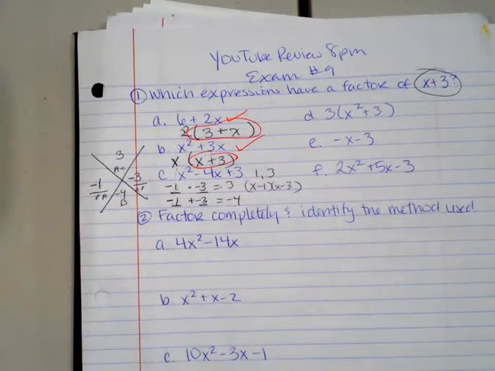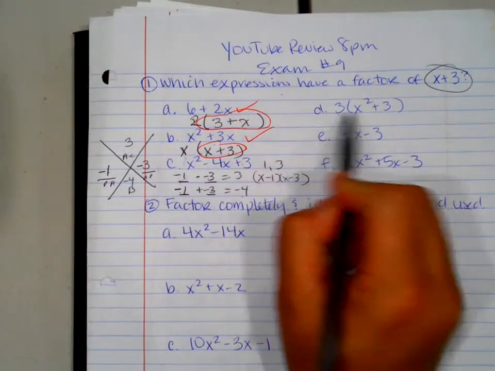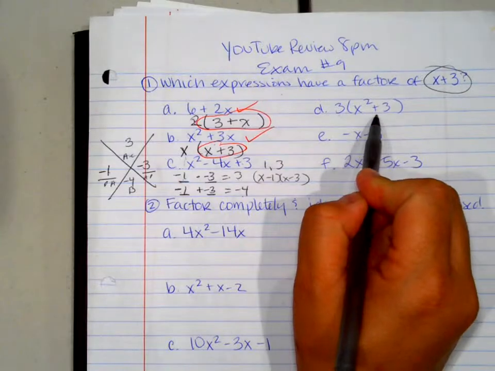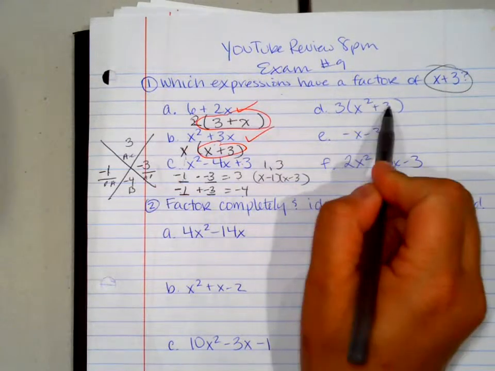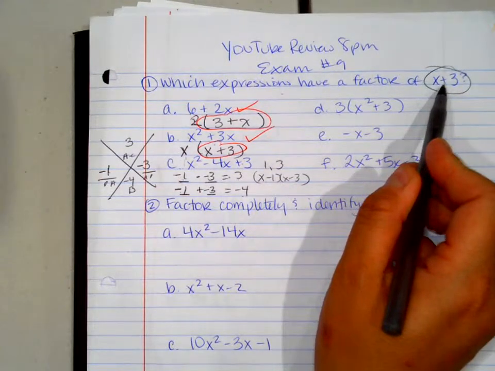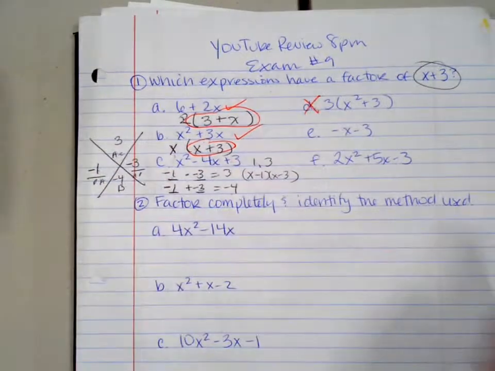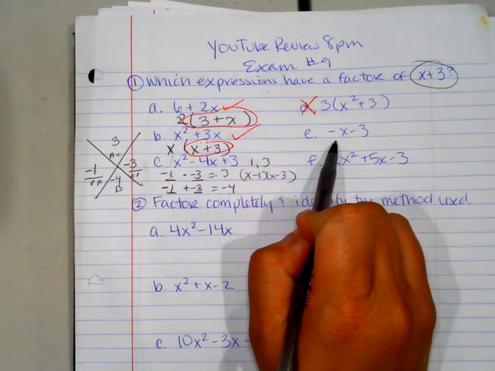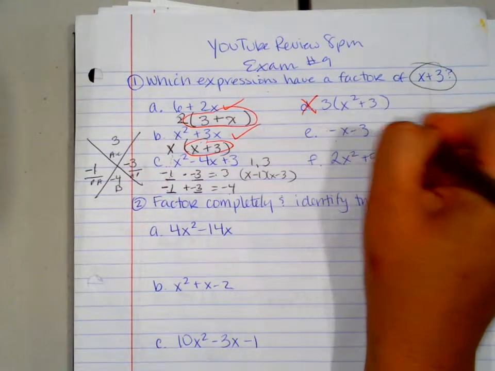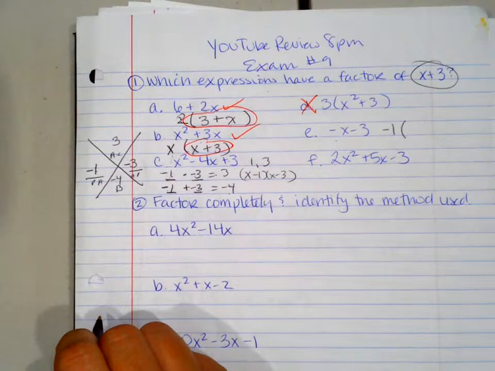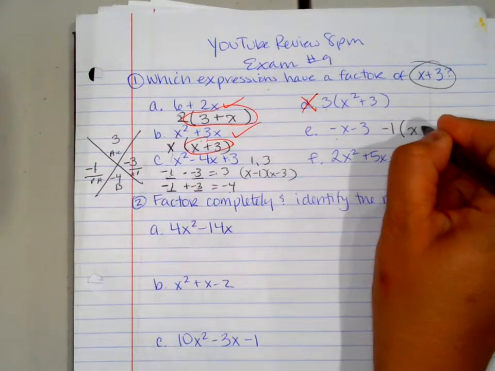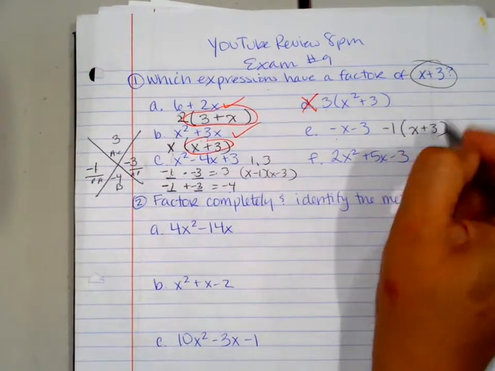Okay, right here, I have 3 times x squared plus 3. Well, I've already taken out a 3. x squared plus 3 is not the same as x plus 3, so this guy right here is no good. Okay. This one right here, a little tricky. You can factor out a negative 1. So when I factor out a negative 1, I'm left with x plus 3. So this guy right here does work.